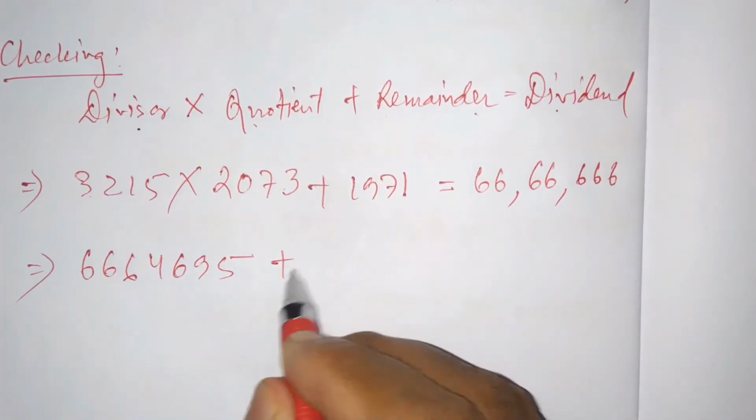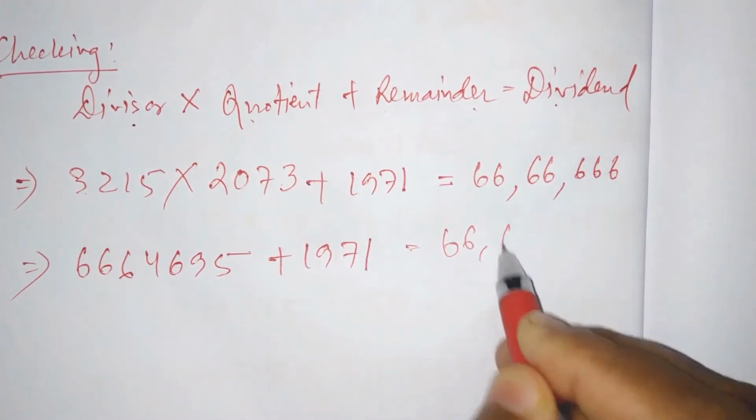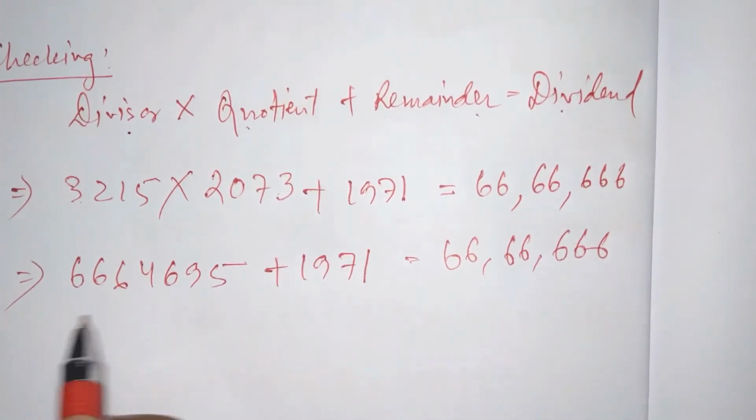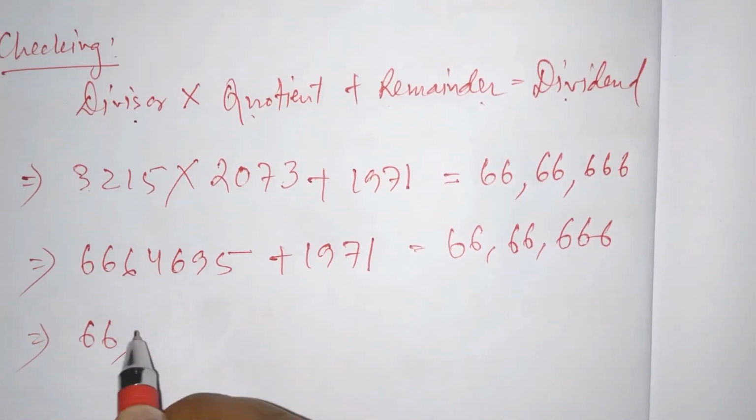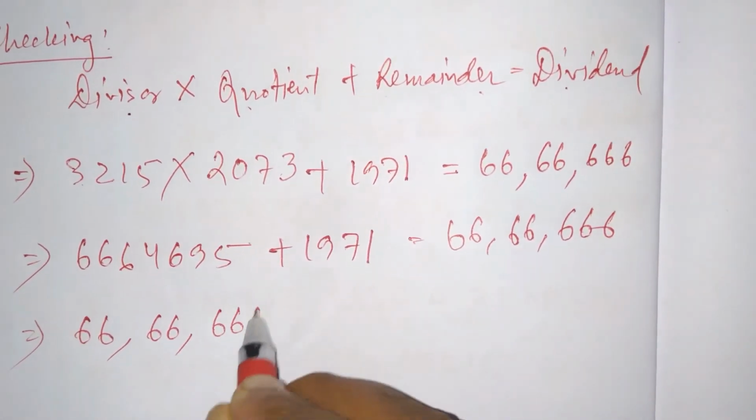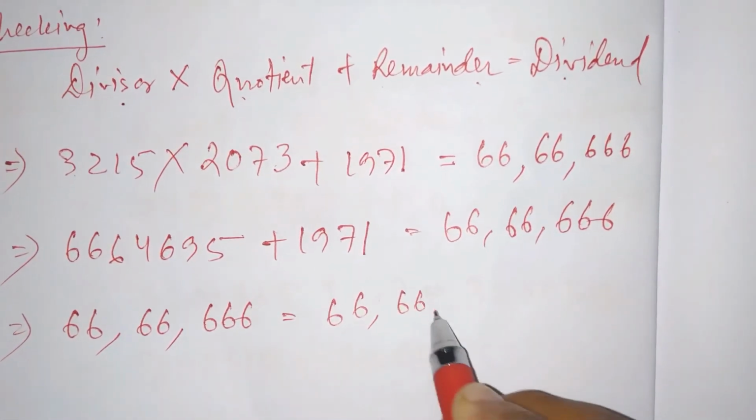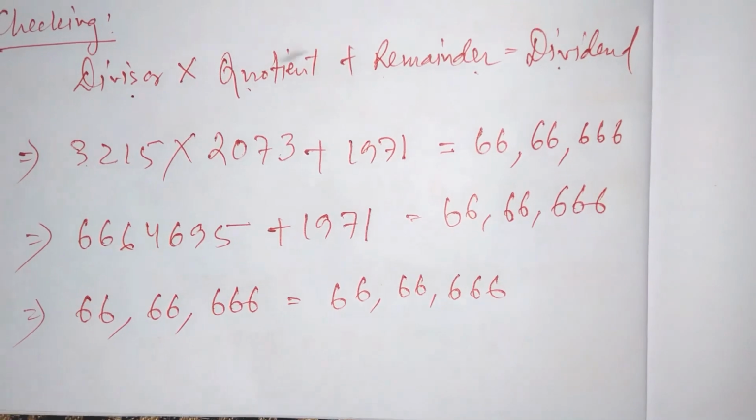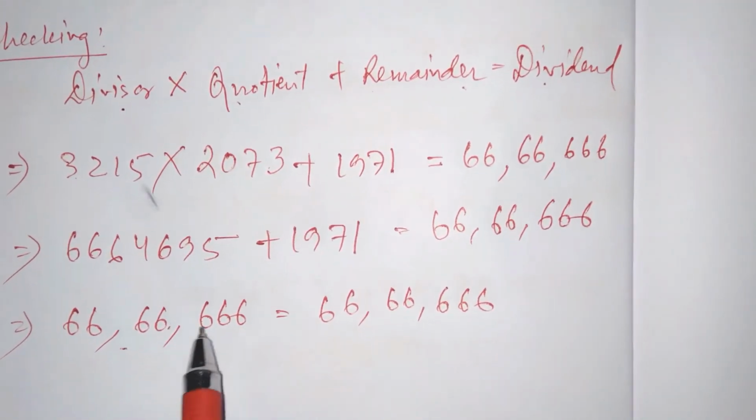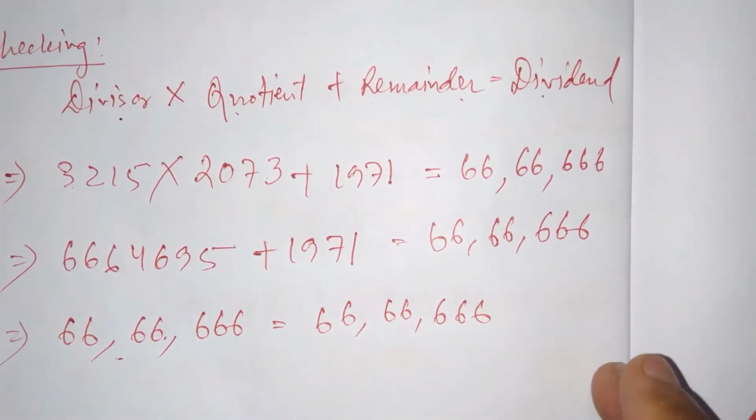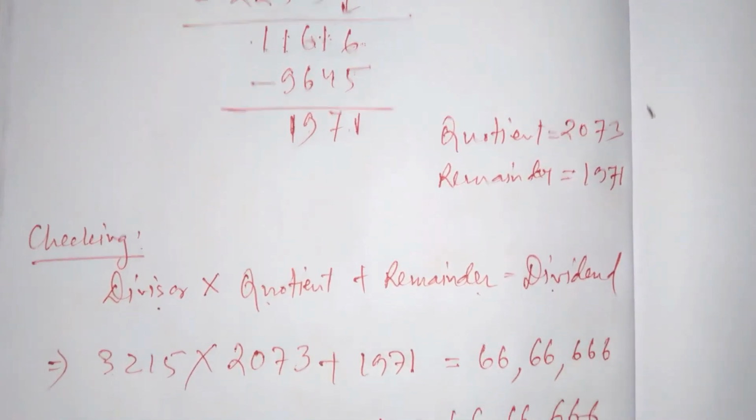Then you have 1971 along with it. Then you have 66666. Okay. So now if you add the two numbers, then you will get 66,66,666, and this will be equal to this number, 66,66,666. So you can see both the sides are equal. LHS left hand side and RHS right hand side, both are equal. That means the solution that we have got is correct. Okay, so we have done checking also.